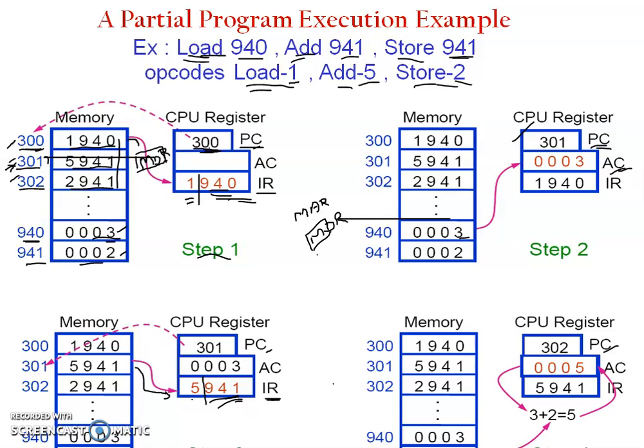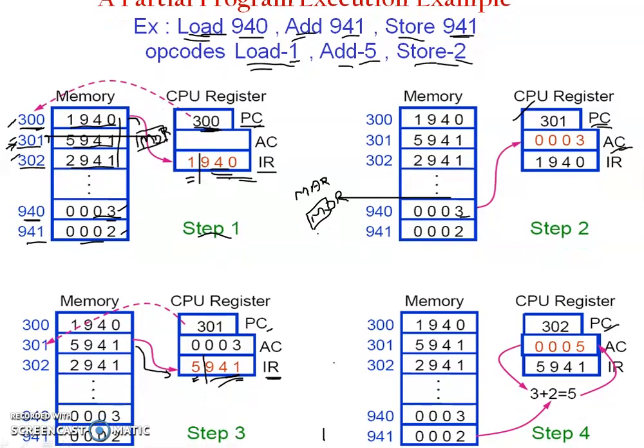5, that is, the operation to be performed is addition. The operand will be taken from the address 941. So here 941 will be having 2, that will be fetched in the MDR, and then it will be copied to AC, that is 0.